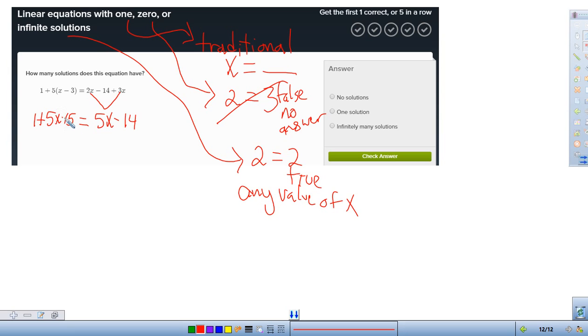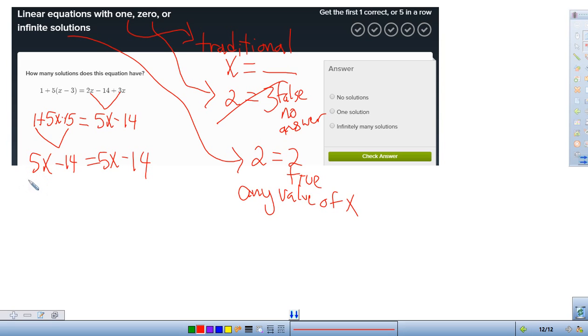Okay. All right. And now, what is this now? I can still simplify some more. Negative 15 and 1, if I add those two together, I get negative 14. So now I've got 5x minus 14 equals 5x minus 14. Hey, it's the same here. And you're going to see what happens now.